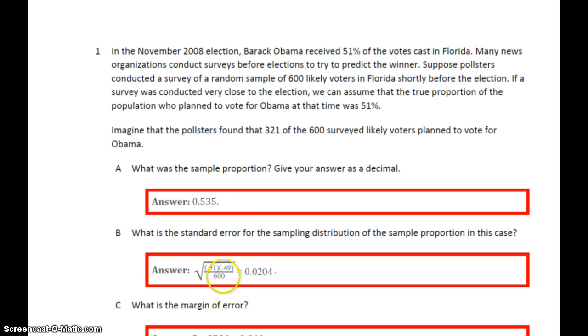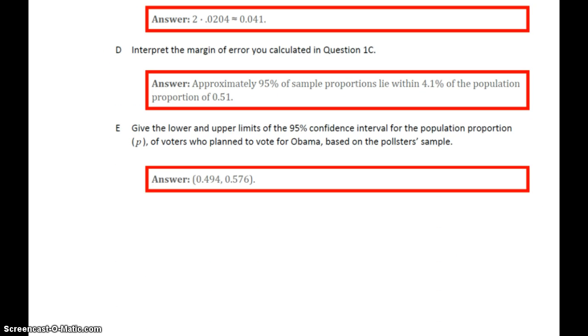What is the standard deviation? Now, if we can assume that we know the true value of p, which we normally wouldn't, but if we do know it, then it's the square root of p, which is 0.51, not the 0.535. That's the p-hat. The square root of p times 1 minus p, that's where the 0.49 comes from, over n, 600. So the standard error, which is another word for standard deviation in a sample, is 0.0204.